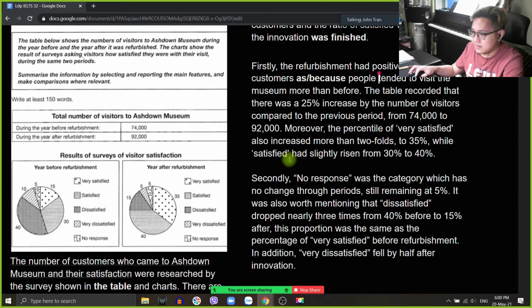Okay, while satisfied had slightly risen from 30% to 40%. There is no need to use past perfect here, you know. Không có cần thiết phải dùng quá khứ hoàn thành ở đây. Thực sự là nguyên cái bài này xài thì quá khứ đơn cũng được, no problem, there's no need.